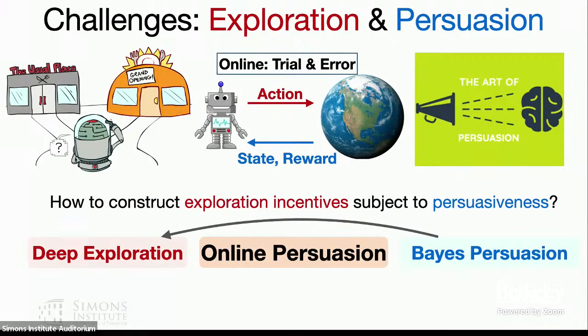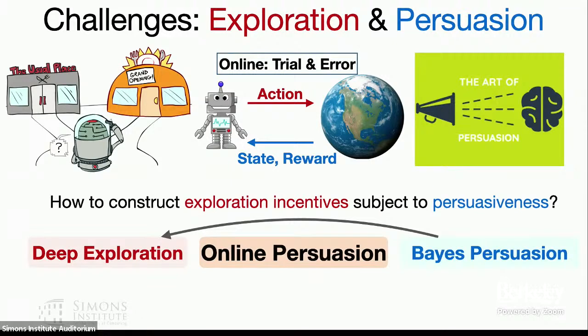The most important challenge is the coupling of exploration in an online setting and the constraint due to Bayesian persuasion. That is, we want to ensure that the signaling scheme satisfies the constraint due to Bayesian persuasion, that is, the action taken by the receiver is posterior optimal.